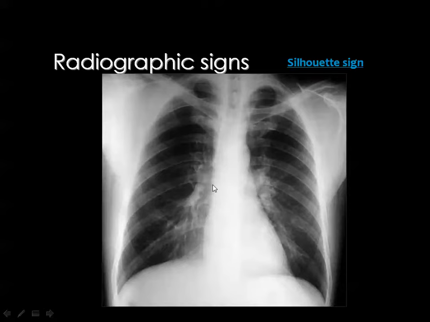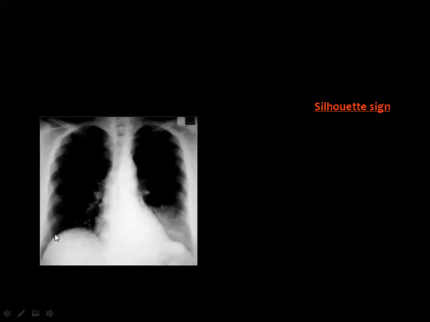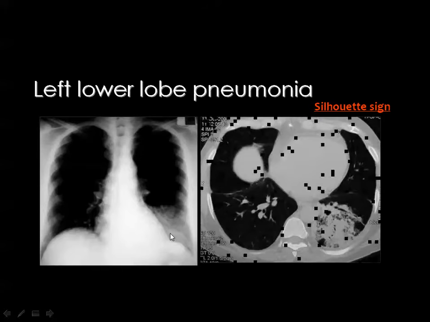And in this case, you see an opacity here, and if you want to follow the cardiac border, you can easily do so. Then this opacity is not adjacent to the heart. It should be posteriorly located in the lower lobe. Then let us make a test. Here is an opacity in the left lower lung lobe, and you can easily follow the cardiac border on the left side. That means that this opacity is posteriorly located, and this has been confirmed by the CT scan, and this is pneumonic consolidation.